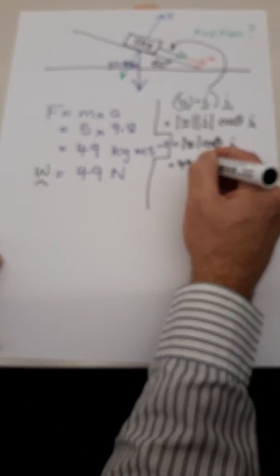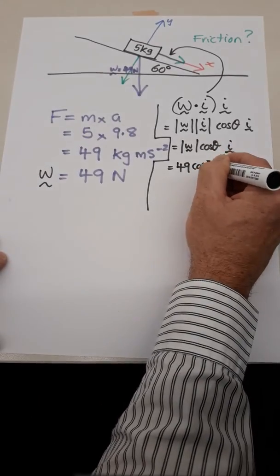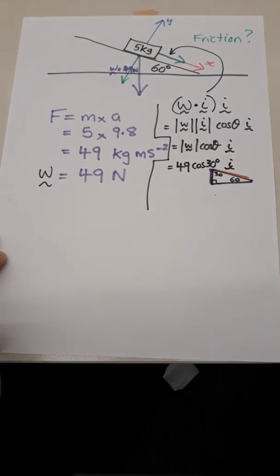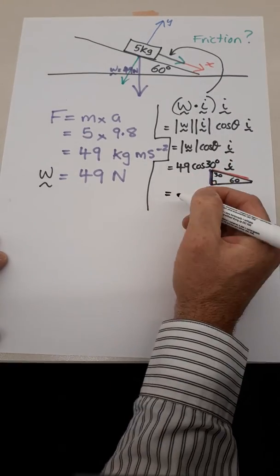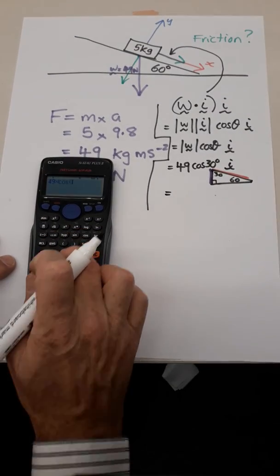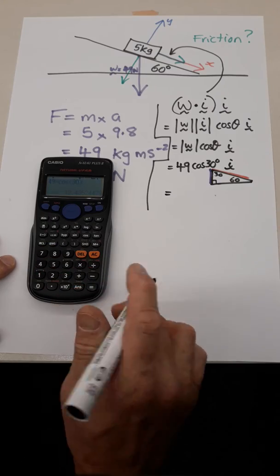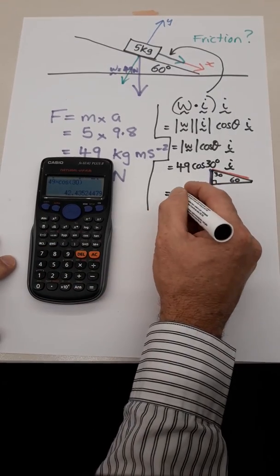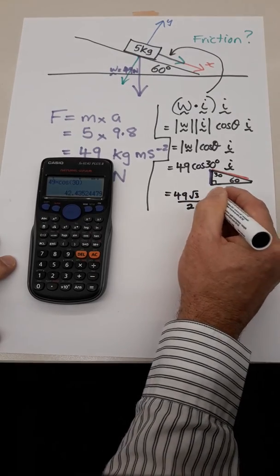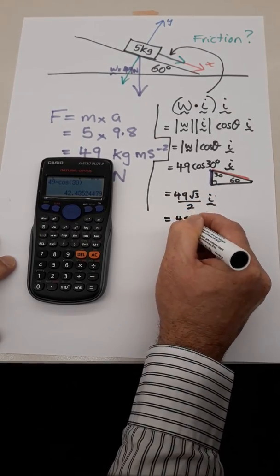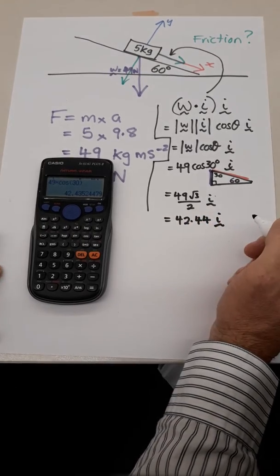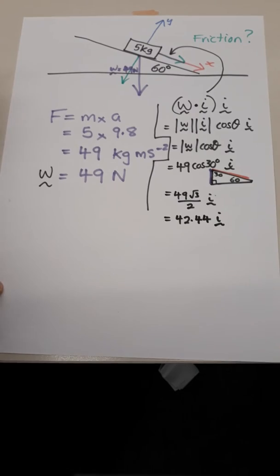So it's 49 times cos of 30 degrees times i to give it direction. 49 times cos of 30. All right, so it's 49 root 3 on 2, or about 42.44 in the i direction.